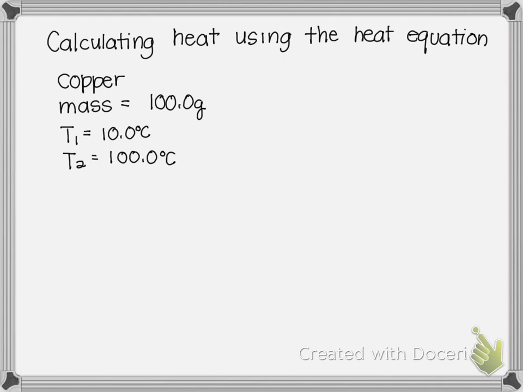So the first question I encounter says, determine the number of calories needed to raise the temperature of copper from 10 degrees to 100 degrees. And in this part of the problem it also tells me the specific heat. So the specific heat of copper is 0.0921 calories per gram degrees C.